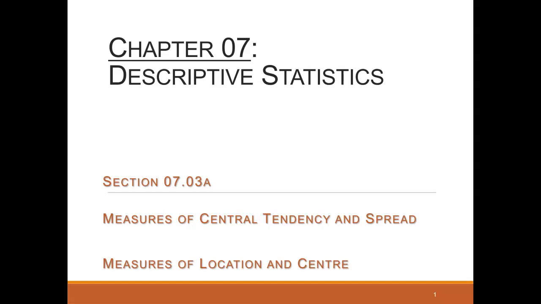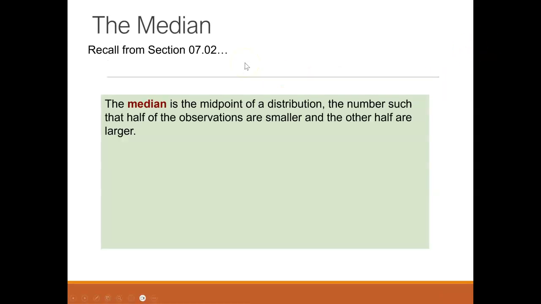Specifically, we're going to talk about center today in section 3, and then spread next time. So I've split this section into 2 halves. One measure of center is the median. That's the midpoint in the distribution, so you have an equal number of observations that are greater than it and less than it.